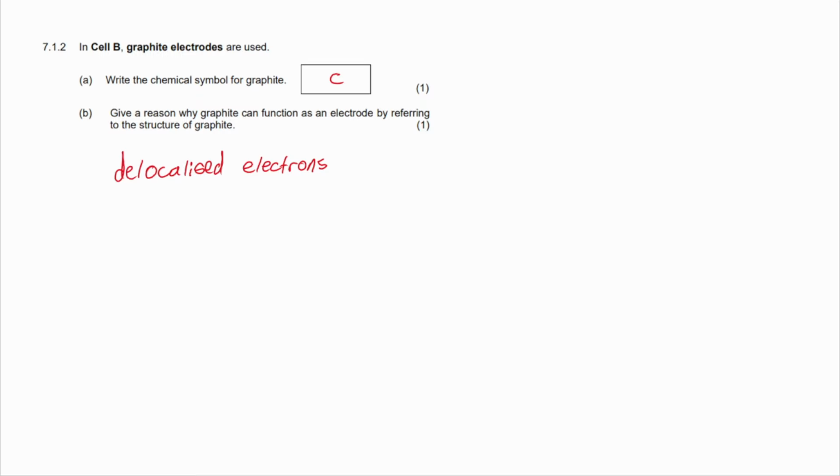And because of the structure of graphite, they don't ask for the specific structure. It also has delocalized electrons, and we need those for flow of electricity. Okay, that's why we use electrodes. We need things to conduct electricity. So remember, keep it super simple. Let me write that. Keep it super simple.